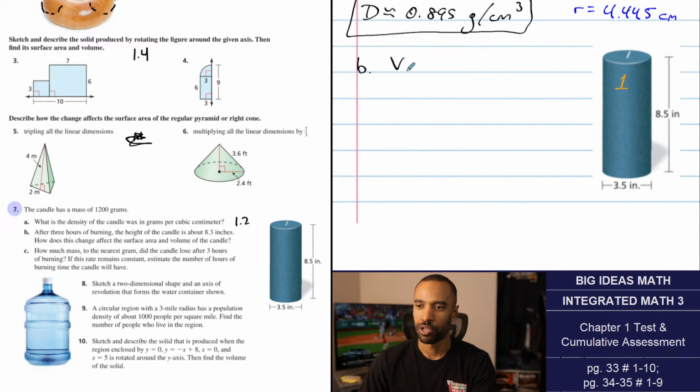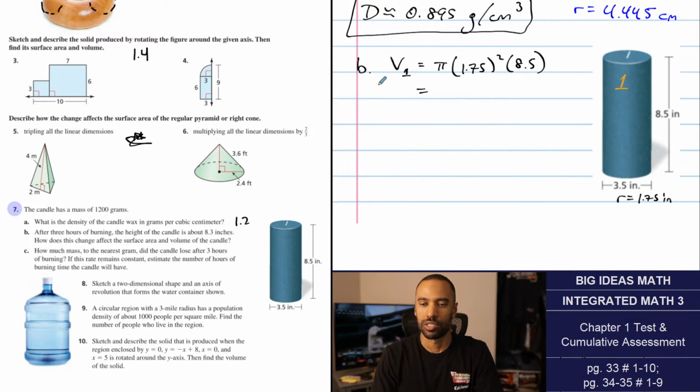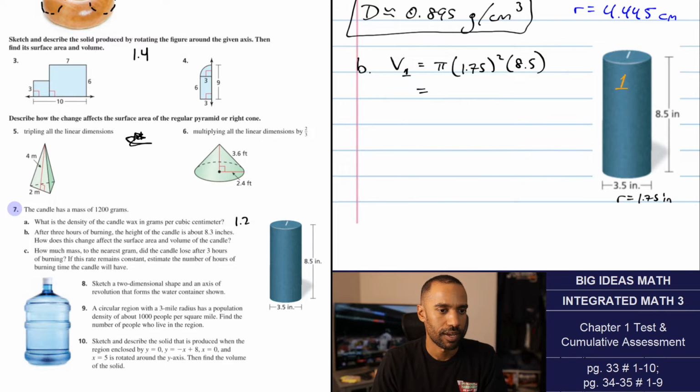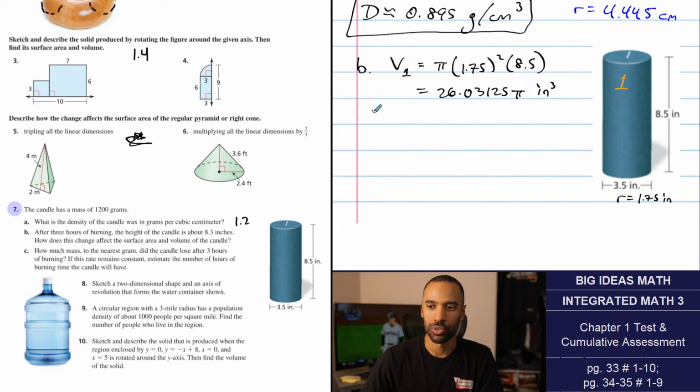So volume of object 1 equals pi r squared times height. Radius is 1.75 inches, that's half of 3.5. Let's leave it exact. 1.75 squared times 8.5 is 26.03125 pi cubic inches. Now, object 2 is going to take the same radius, but you now have a height of 8.3.